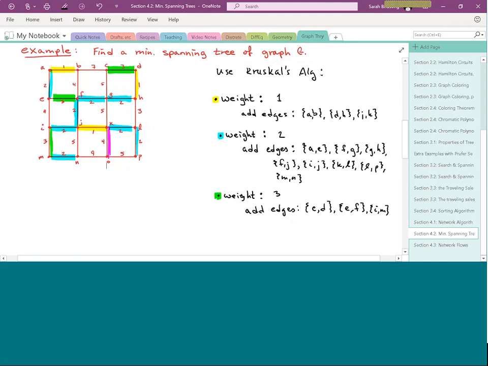Other weight 4 edges looks like BF. Yep, that one would totally close off the circuit. Weight 4, weight 4. EI is a weight 4 edge. That would totally close off a circuit. All right, that looks, yep, looks like KO is the only new one to add.